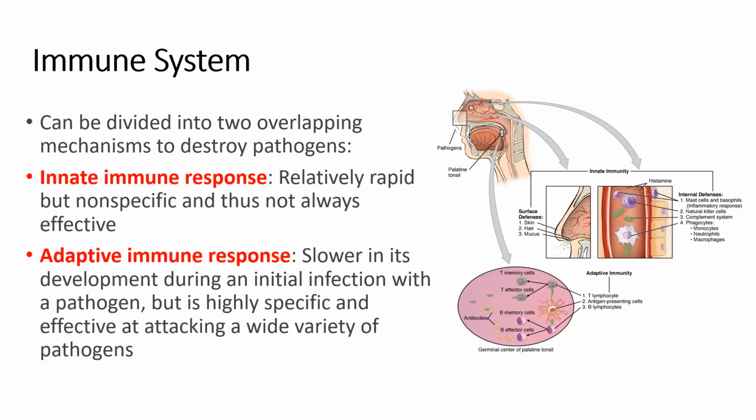The immune system, kind of coming back full circle, can be divided into two overlapping mechanisms to destroy pathogens. The innate immune response, which is relatively rapid but nonspecific and not always the most effective, and the adaptive immune response, which is slower in its development during the initial infection, but is highly specific and much more rapid with every subsequent exposure to that particular pathogen.